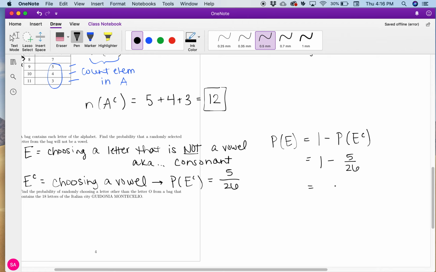And then this is something you can plug into your calculator. If you do the subtraction here, you get 21 over 26, which is 0.80769.